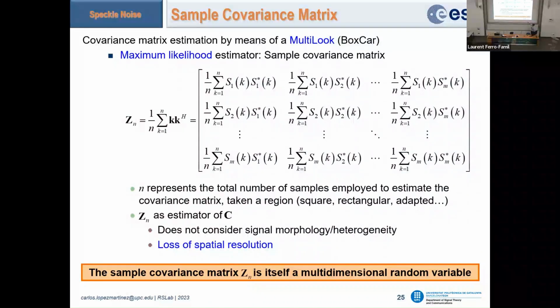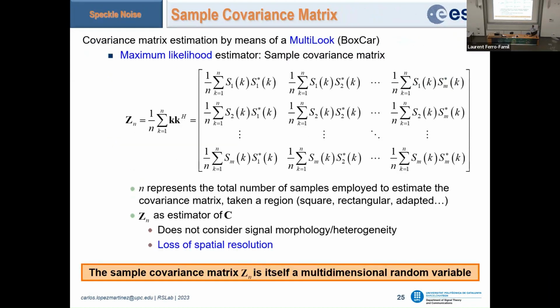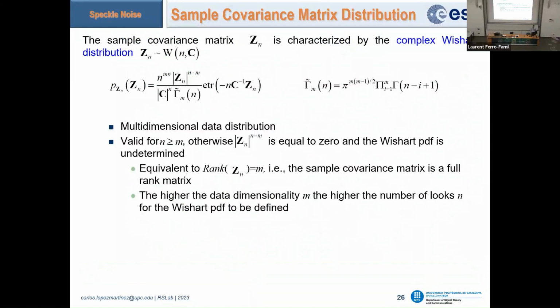So therefore, we don't estimate the C matrix. We make an estimation of the C matrix, what we call the sample covariance matrix, which at the same time is a multidimensional random variable. For those of you who are interested in the statistics, the PDF of Zn is what we call the complex Wishart distribution, which has a very complex shape. But the most important thing is that it only depends again on C, on the covariance. There is no other parameter.